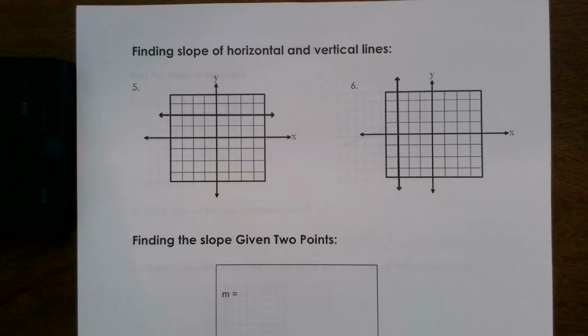Hello and welcome. You should be on page 47 of your quarter two pre-algebra notebook. We are going to continue identifying slope in this video. We're going to start with horizontal and vertical lines.